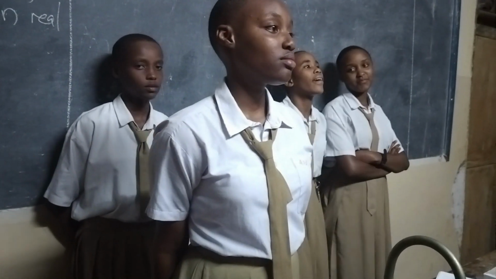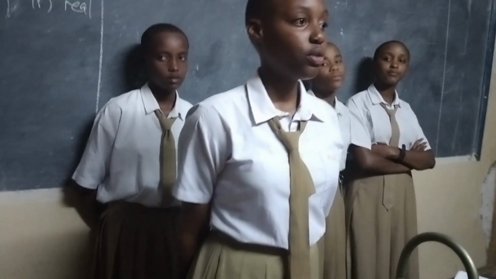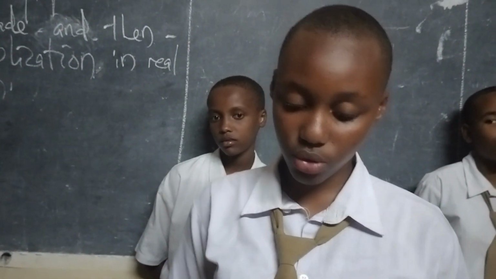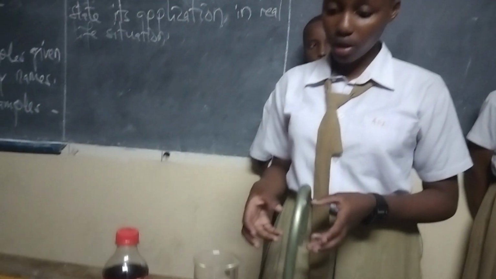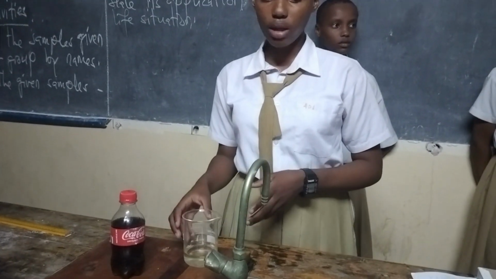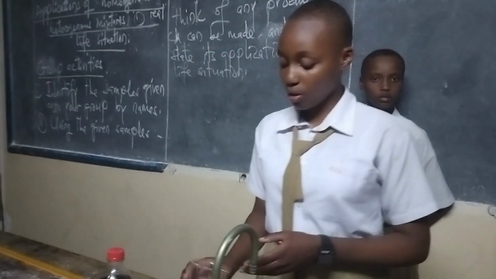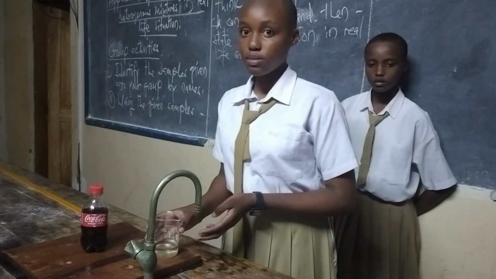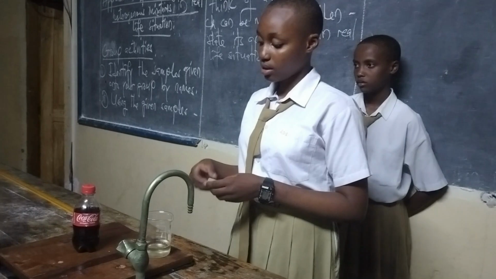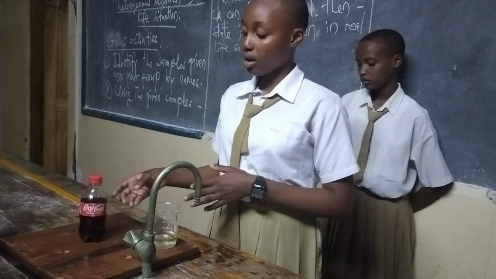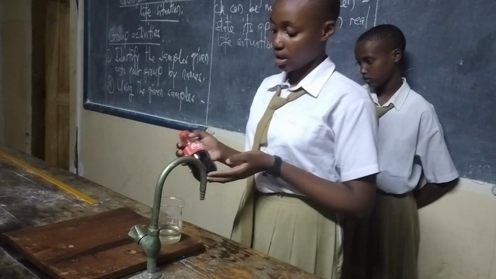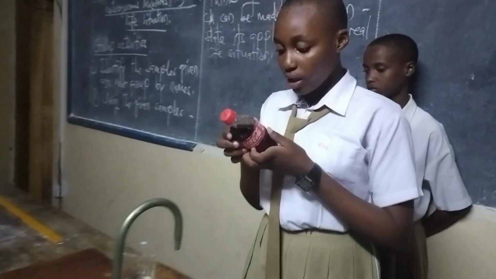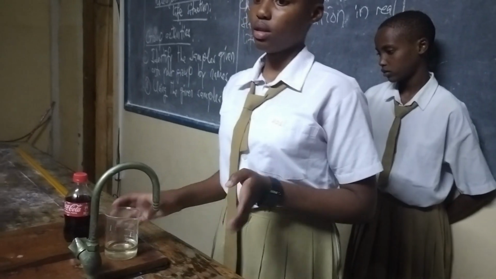Hello, my fellow students. Here in front of you, I'm going to present about the application of homogeneous mixture in real life situations. In our group, we were given sugar and water. After mixing the sugar and water, we came up with a homogeneous mixture. This homogeneous mixture may be applied in industries when making soda or beverages like this soda here, Coca-Cola. When we look at the ingredients, we found that this soda contains sugar. Thank you.